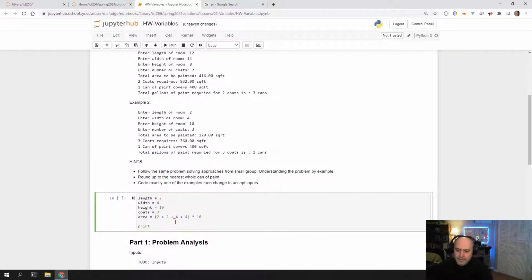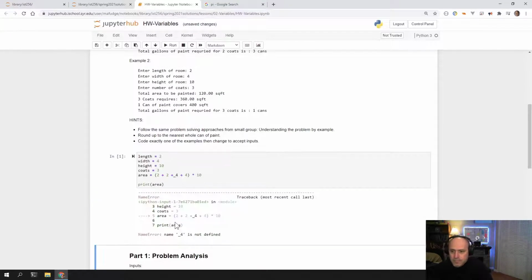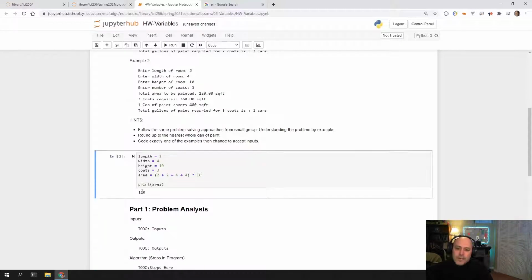So let's print area. It does come out to 120 square feet. So that tells me I'm on the right track there. Now, do I want to use 2? No, I want to use length here. I don't want to use 2. I would want to use length here, right? I want to stick with my variables, because if you hard code in numbers, then it's not going to work when the values change. But again, I'm just trying to figure this out by example. But yes, this should say length, and then this should say length, right? But I'll leave that up to you.